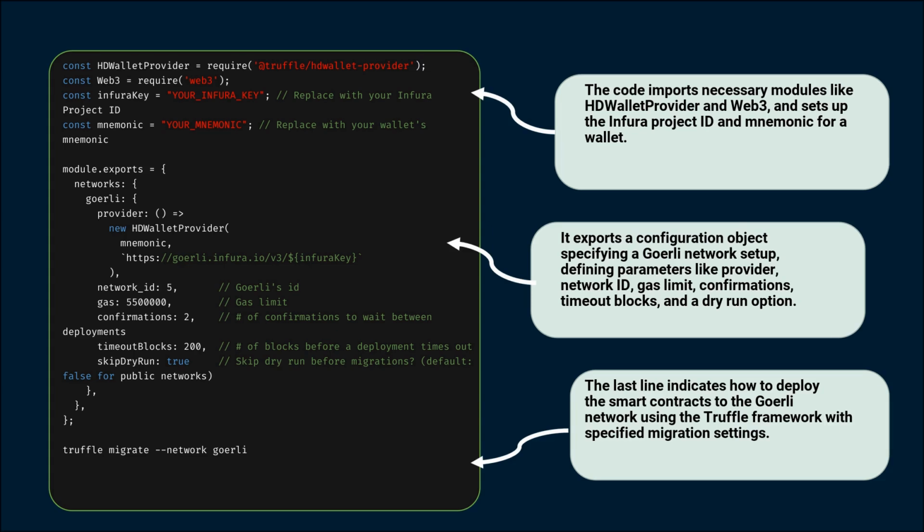The option to skip the dry run is also included, which can expedite the migration process during live deployments. Next, we will write the command for deploying the contract to the Goerli network, which can be run directly in the terminal. This step is crucial, as it initiates the actual deployment process while ensuring all configurations are correctly utilized for a successful interaction with the Goerli test network.